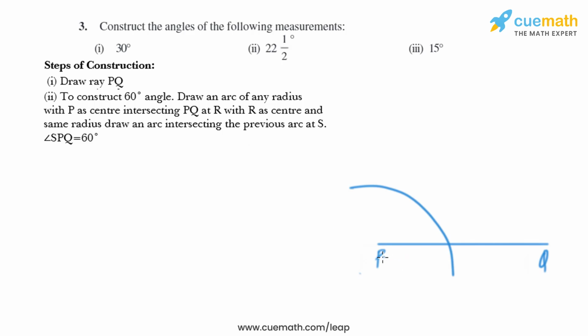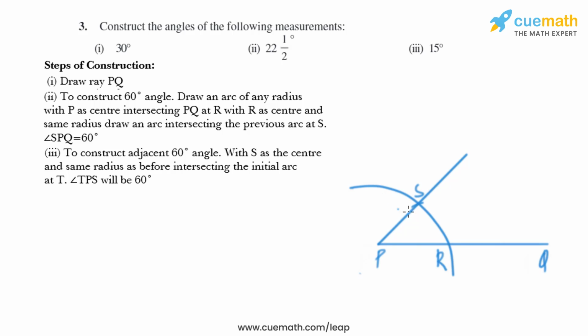So we'll put the compass at P and we'll take any radius and we'll draw an arc like this that intersects PQ at R. Now we will put the compass at R and using the same opening we will draw another arc that intersects the initial arc like this and we will name it as S. So we will join P and S and we will get angle SPQ that equals 60 degree.